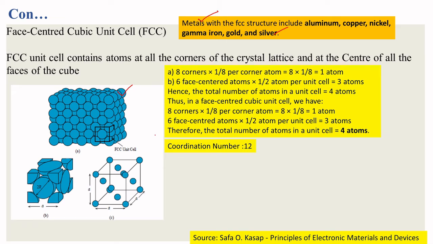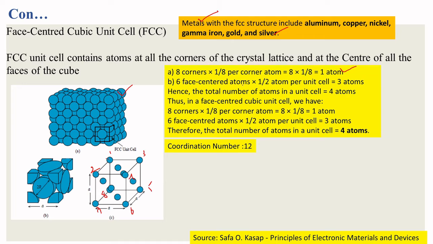When you see the number of atoms in the unit cell, there are 8 corners, no doubt. The contribution will also be 1/8 each, counting 1, 2, 3, 4, 5, 6, 7, 8. No doubt you have a contribution of 1/8 from each of the 8 corner atoms. That is 8 into 1/8, which is 1 atom.